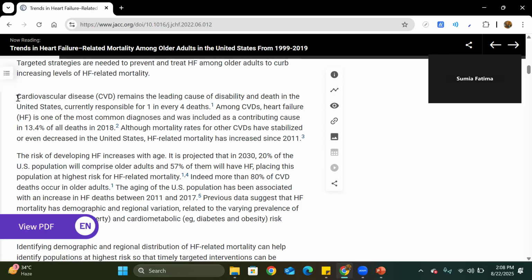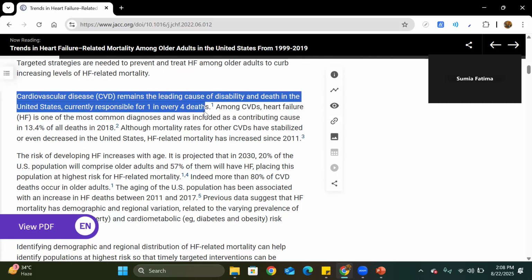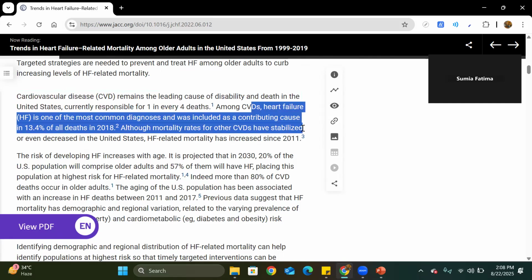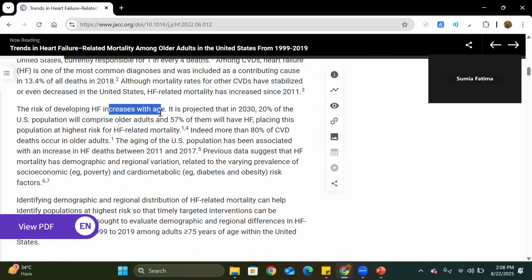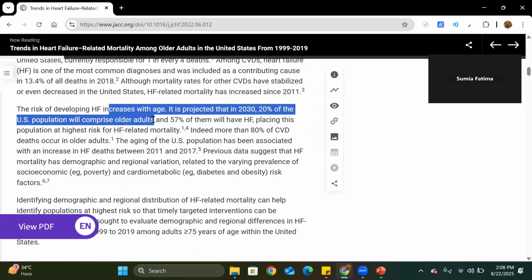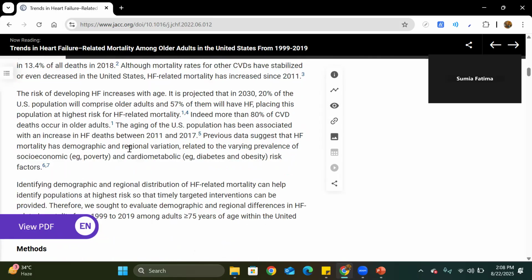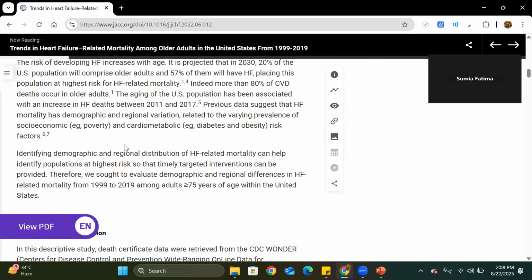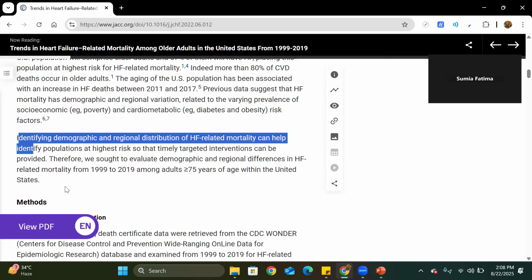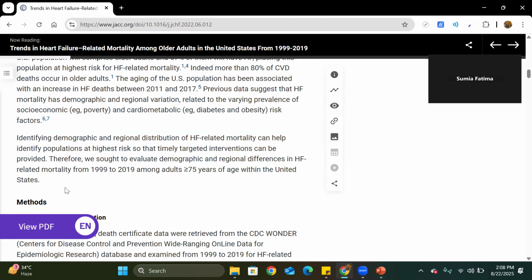Now from here, the introduction is starting. Cardiovascular disease remains the leading cause of disability and death in the United States, responsible for 1 in 4 deaths. And then we have the reference. And then we have the heart failure. Firstly, they have discussed the cardiovascular disease, and then they have moved on to heart failure, mortality, and heart failure disease. Next thing that they have done is that it increases with age. Firstly, they have discussed the older adults, and then why they have chosen the older adults. They have explained why they have gone for the more than 75. And then a short paragraph showing why it was important to go for this research.